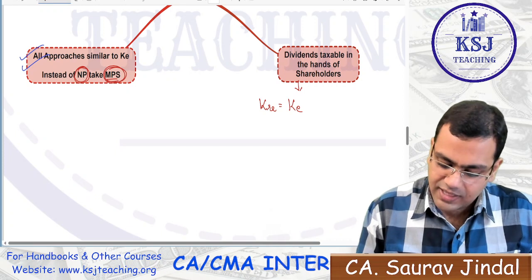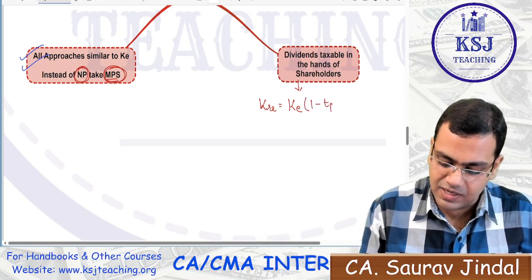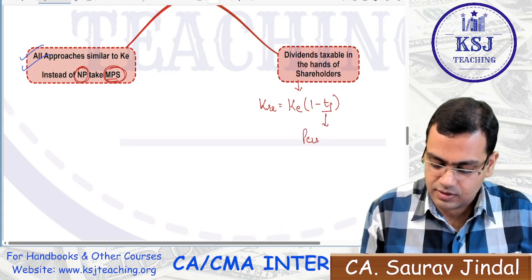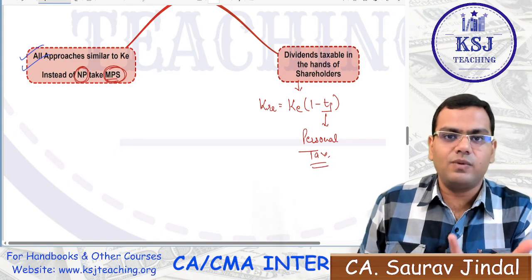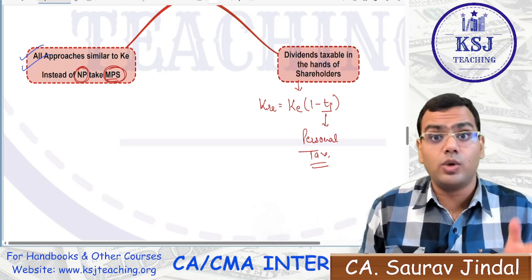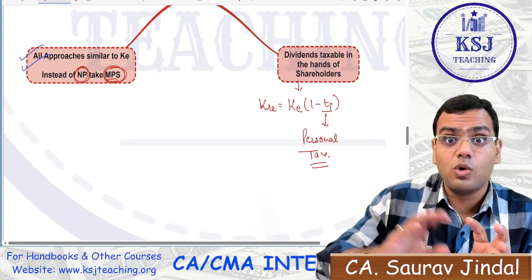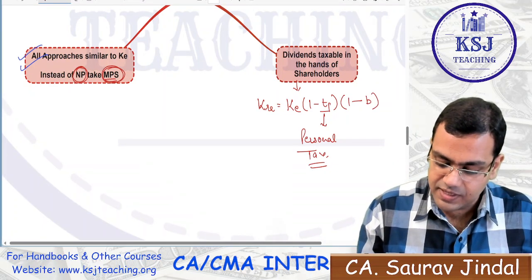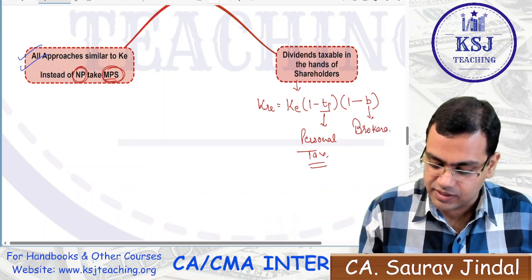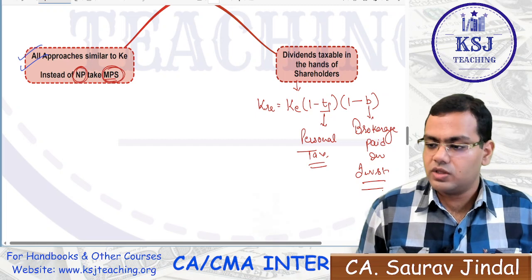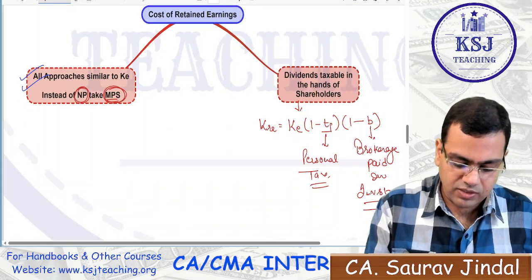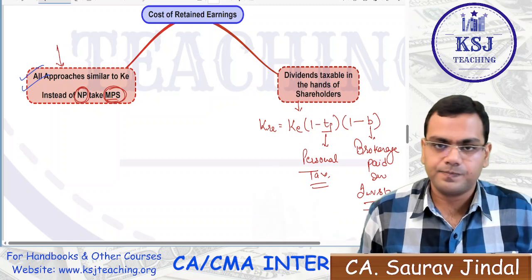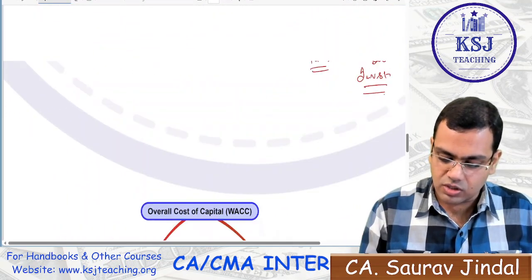That is KE, sir. On that KE, the equity shareholder will be paying TP. TP is the personal tax that the equity shareholder will be paying. Now, whatever money is left with the equity shareholder, that money he wants to invest. When he invests, he might have to pay brokerage on that. So 1 minus B. B is what? B is the brokerage paid on investment, sir. So this is how the KRE can be calculated in another way if it is taxable in the hands of shareholders, right? Mostly these approaches will be used. The most used will be these approaches only, right? So this is all about the cost of retained earnings.